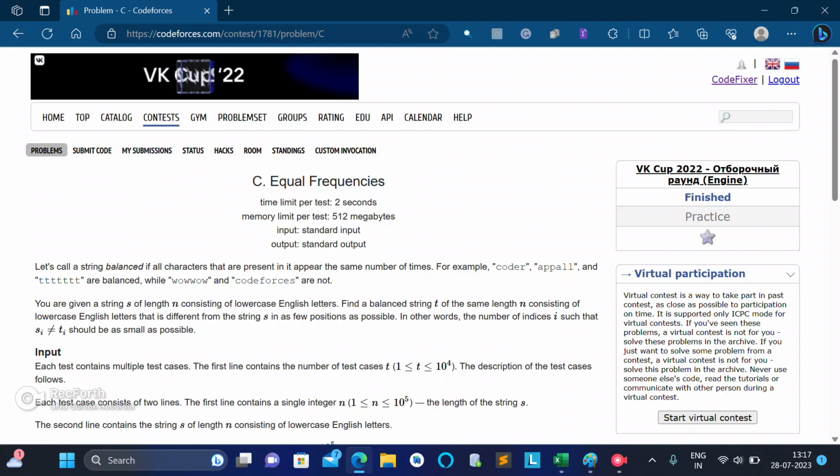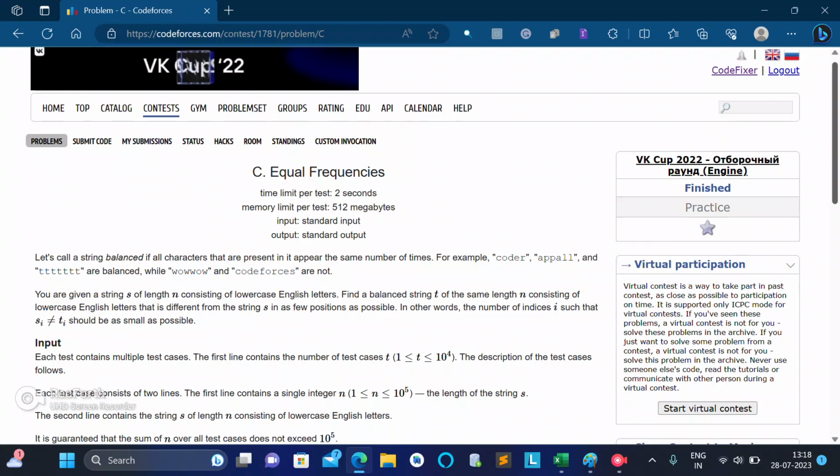What I mean to say is, let's say there are k distinct characters, then the appearances of the k distinct characters in the string should be the same. For example, in "coder", there are 5 distinct characters C, O, D, E, and R, and the appearance of each character is one. In "apple", there are 3 distinct characters A, P, and L, and the occurrence of each character is 2. Similarly, and so on.